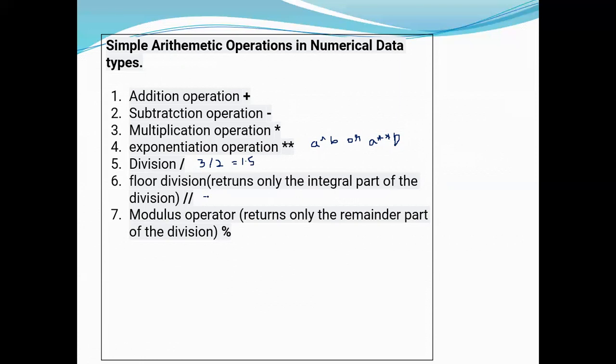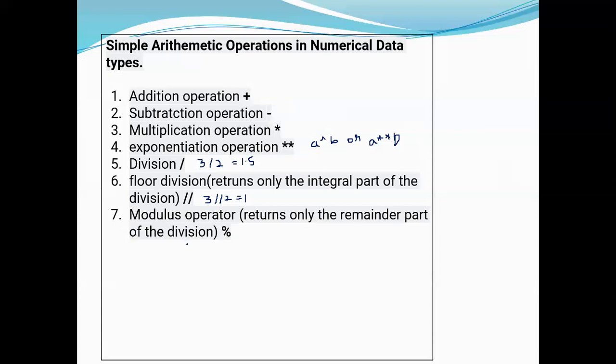This type of result is obtained when I use the division operator. When I use the floor division operator for the same inputs, 3 floor divide 2 will give me only the integer part, and the fractional part after the decimal point will not be displayed. Only the integer part will be obtained. The 0.5 will not be displayed. This is the difference between the division operator and the floor division operator.